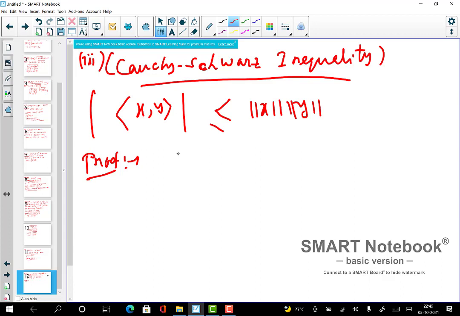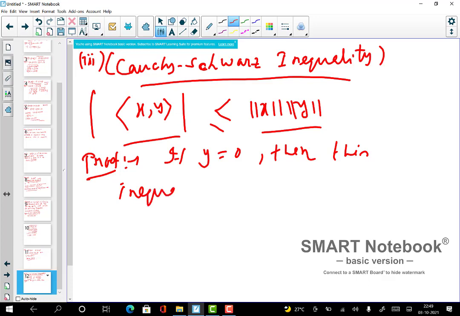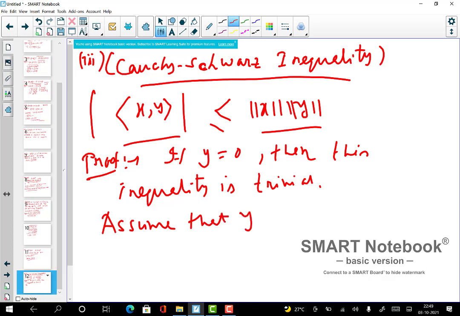So what happens if y equals 0? If y equals 0, then obviously this is trivial, because the right hand side is 0 and the left hand side is also 0. The inequality is trivial because both sides are 0. So I can assume that y is not equal to 0.